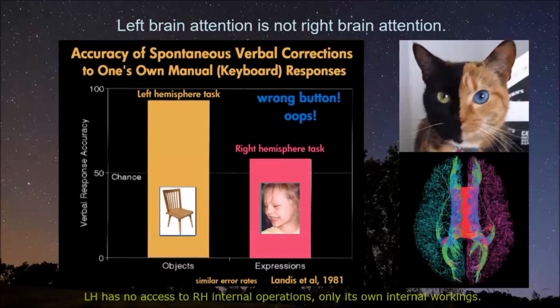And he found that when it was a left hemisphere task and they said wrong button, oops, they were pretty much 100% correct that they were wrong in hitting that button. But when they said wrong button, oops, and they were doing this right brain task, expression recognition, they were pretty much at chance levels, showing that the speaking hemisphere, the left brain, had no access to what the right hemisphere was doing.